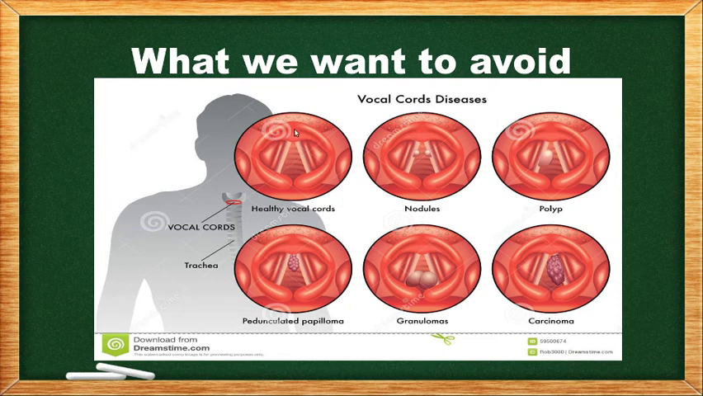The first graphic representation displays healthy vocal cords, and we have a pair of vocal cords with nodules. Here we have a polyp, we have a pedunculated papilloma, granuloma, carcinoma, and this could happen as a result of vocal misuse, and that's something we hope to avoid by using appropriate vocal techniques.